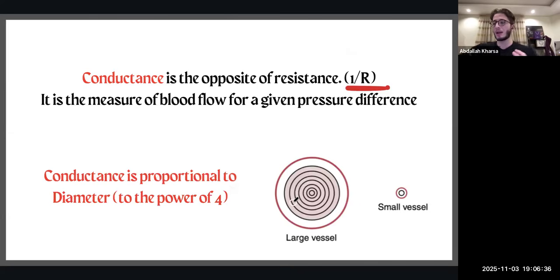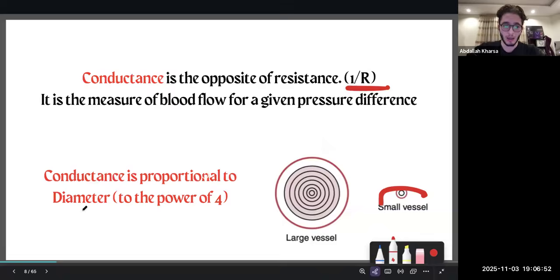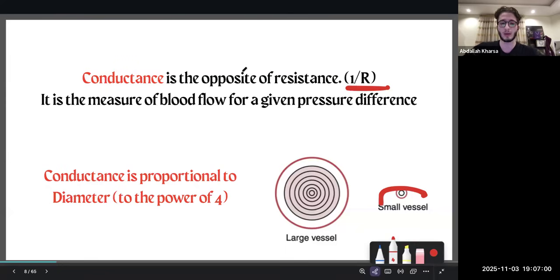So let's say I have a really big pipe. This pipe is going to have a higher conductance because it's able to conduct more fluid. If it's smaller, like a smaller vessel, it's going to have a lower conductance. This is described by saying that conductance is proportional to the diameter. So if something's bigger, then it's going to have a higher conductance.